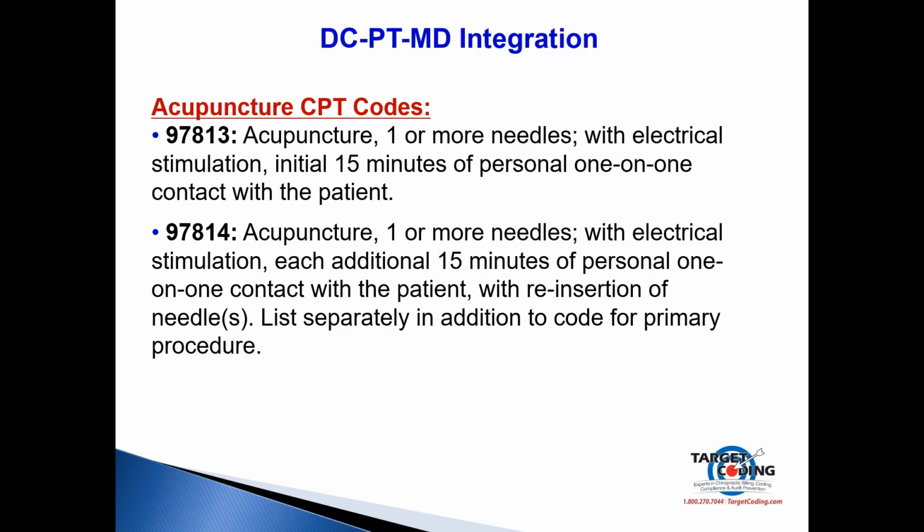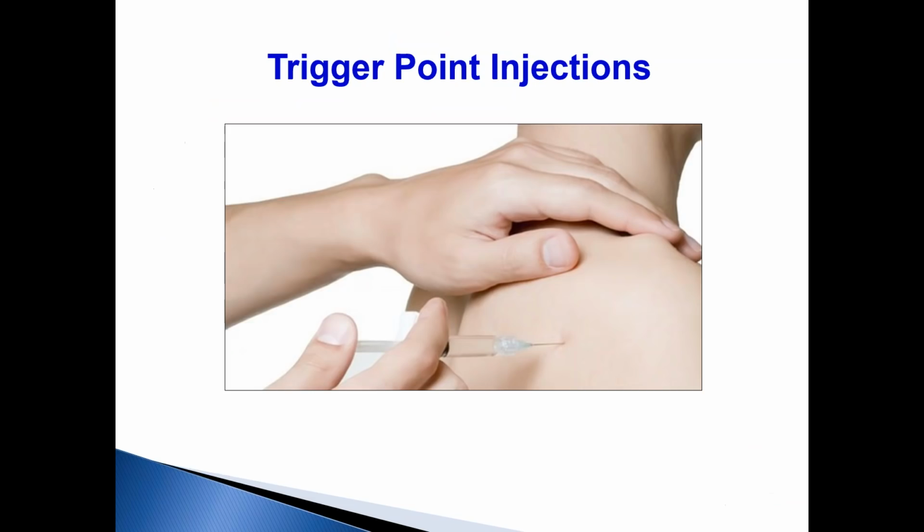A 15-minute increment is defined as one-on-one contact. That means the acupuncturist is in the room performing medically necessary activities like chart review, discussing with the patient the review of the last results, inserting the needles, manipulating the needles, removing the needles, reinserting the needles, disposing of the needles, counseling and coordinating care with the patient. There's a lot that goes on with acupuncture, but it can be very, very lucrative.